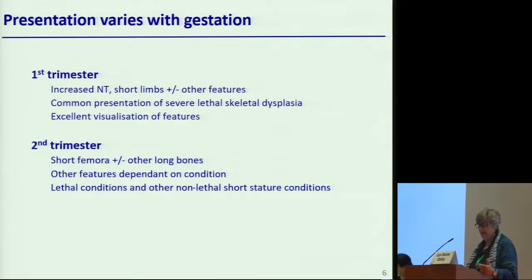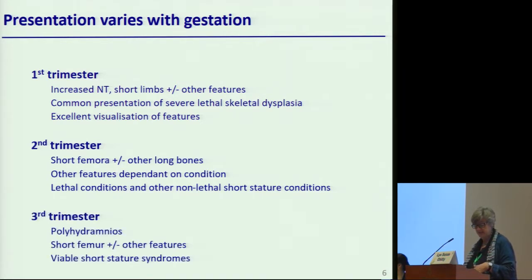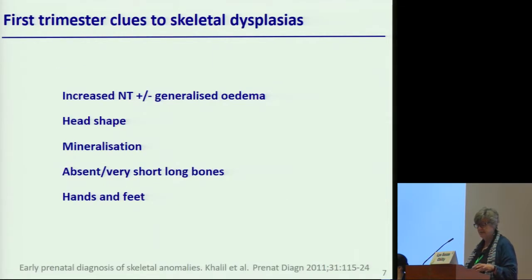The commonest presentation in the second trimester is the fetus with short femurs and other long bones, and other features will be present depending on the condition. You'll detect both lethal and non-lethal conditions at this stage in pregnancy. And in the third trimester, the commonest presentation will be of polyhydramnios with a short femur plus or minus other features. And again, in the third trimester, we'll be picking up variable numbers of short stature syndromes.